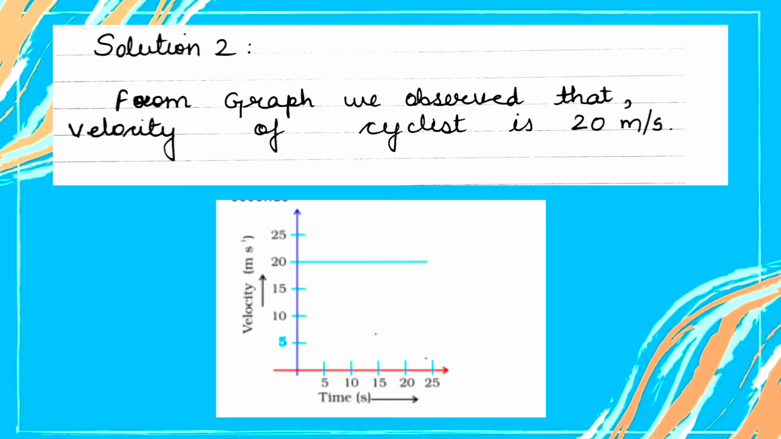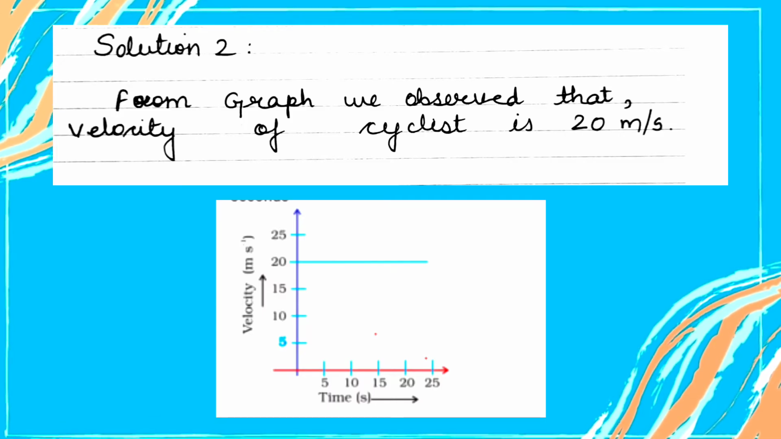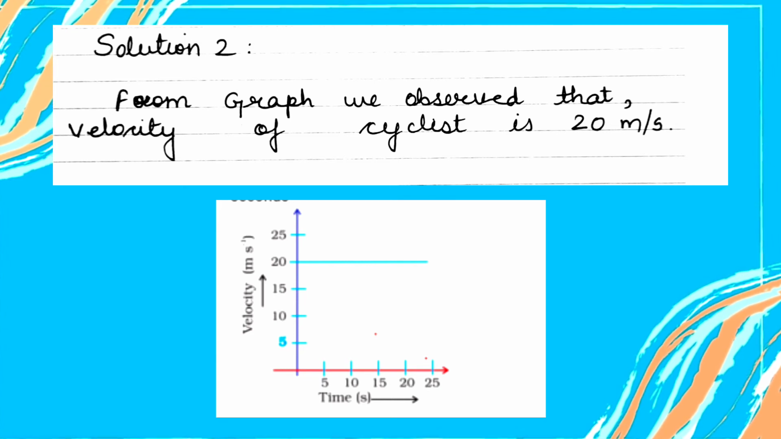Now, next one, which is solution number 2. What is the velocity of the cyclist?